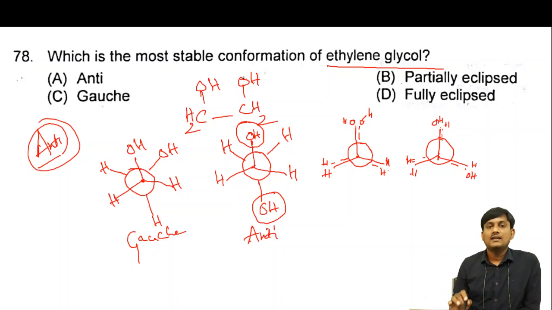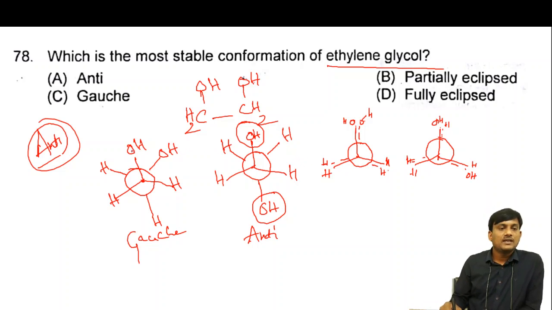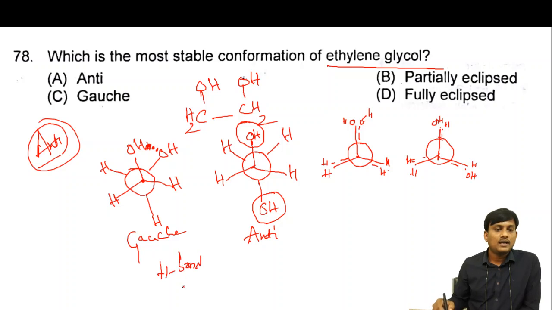But here there is another factor which is responsible for the stability of this molecule. Suppose you take gauche: here there are minimum repulsions between OH and OH, and there is a formation of hydrogen bond between OH and OH. In this case you have an H bond and less steric repulsions.